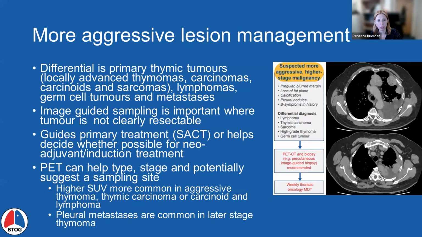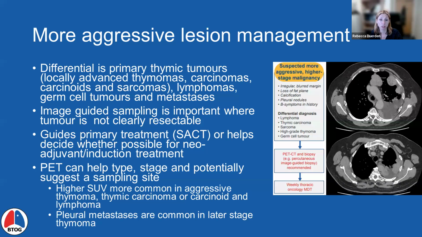So, more aggressive lesion management. This is a mishmash of all sorts of different diseases. There are primary thymic tumours there, but there are also lymphomas, germ cell tumours and metastases, and it can be difficult to decide which. Certainly the case I've put on the screen there, I think you'd be hard pressed to say that's definitely thymic malignancy. It could be metastasis from another site, it could be lung cancer.